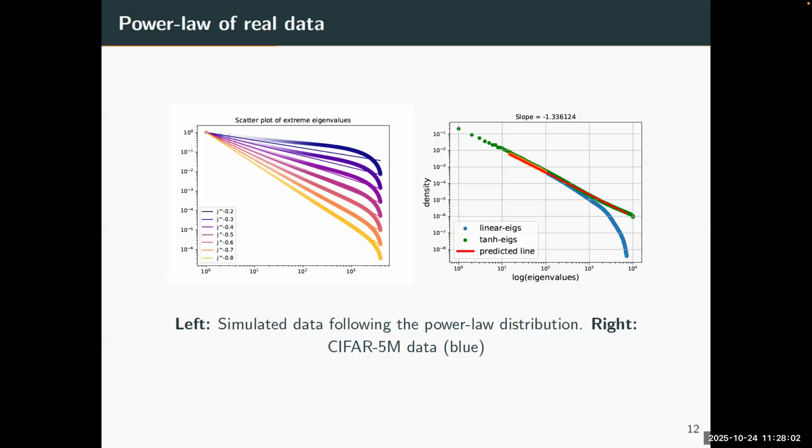Okay, language has this. Where does language get this from? If you look at word frequencies, they follow something called Zipf's law.